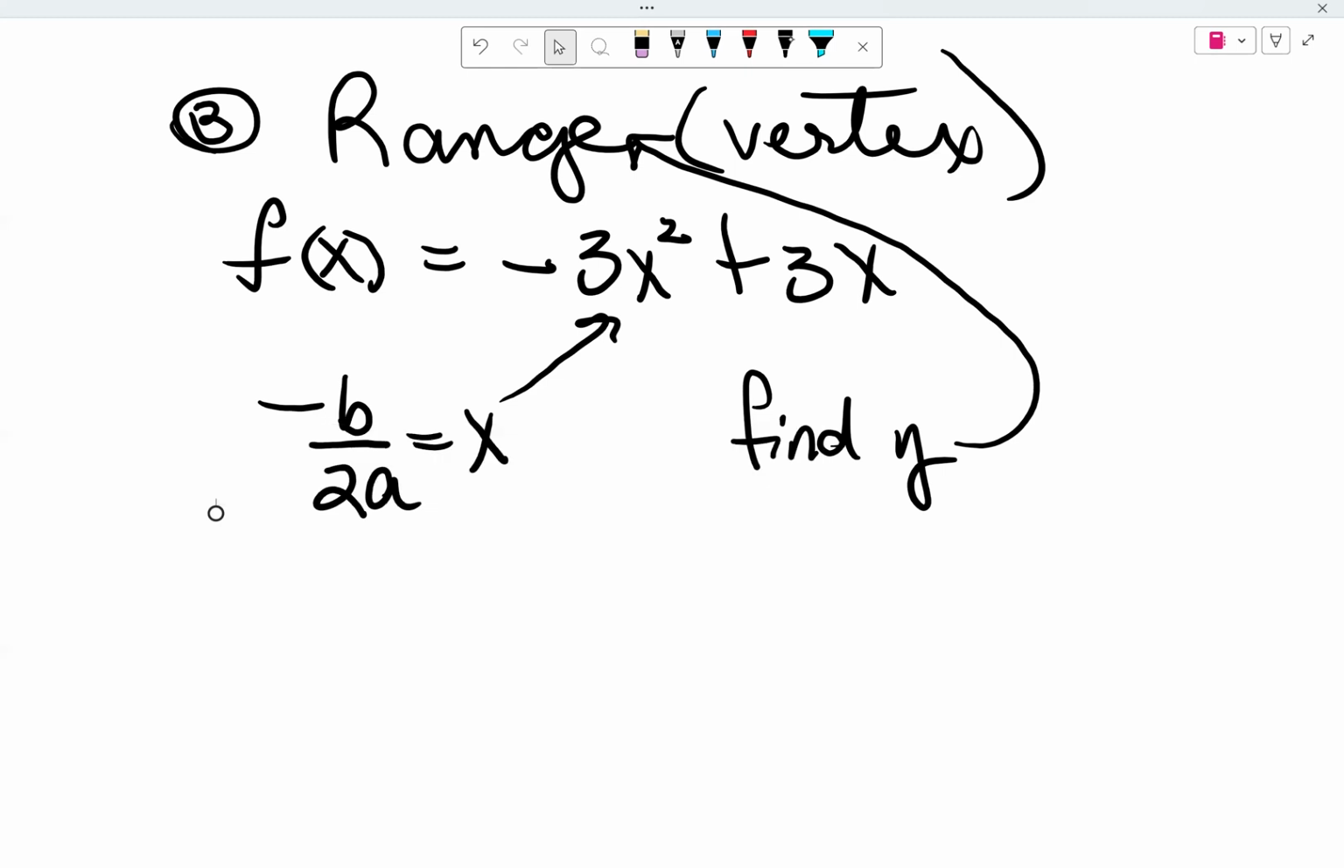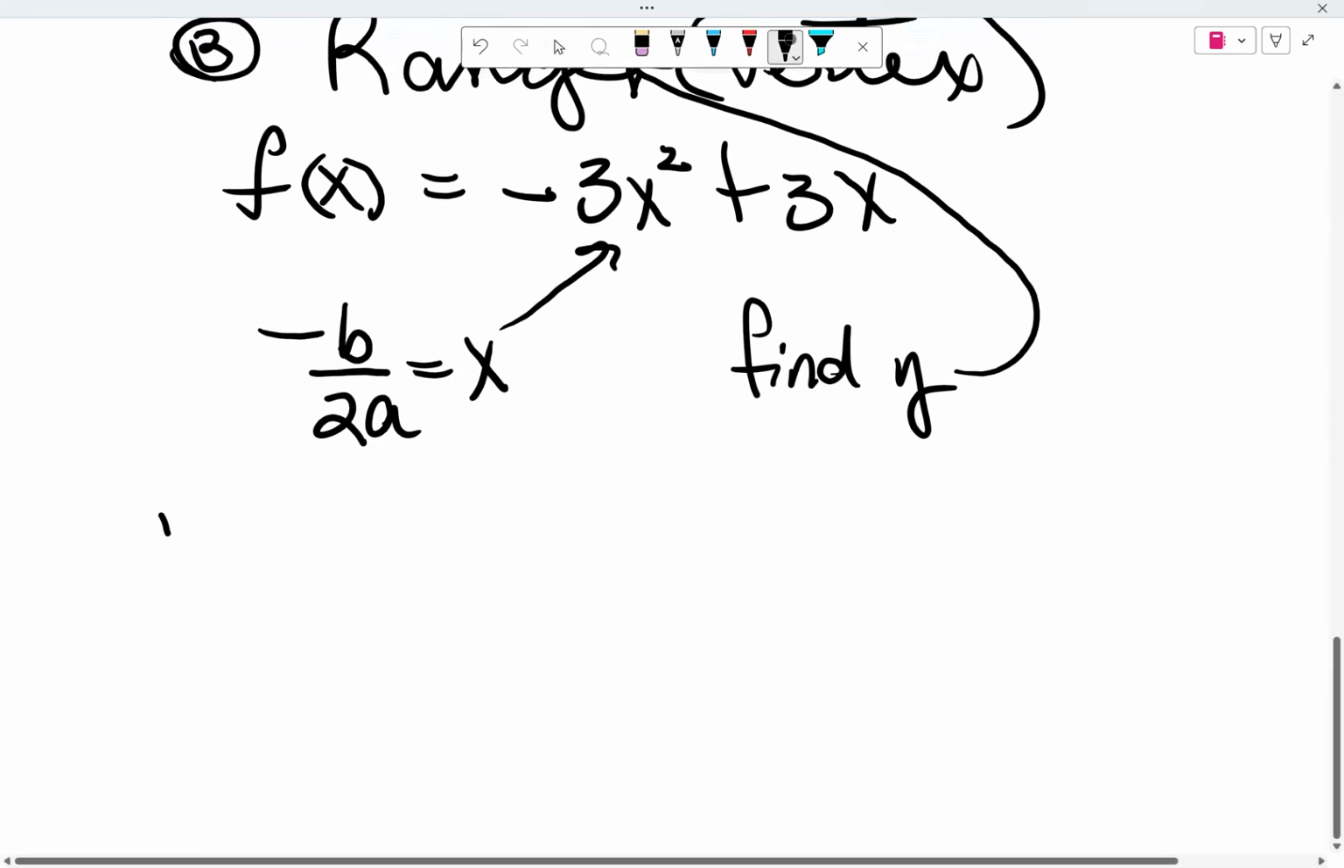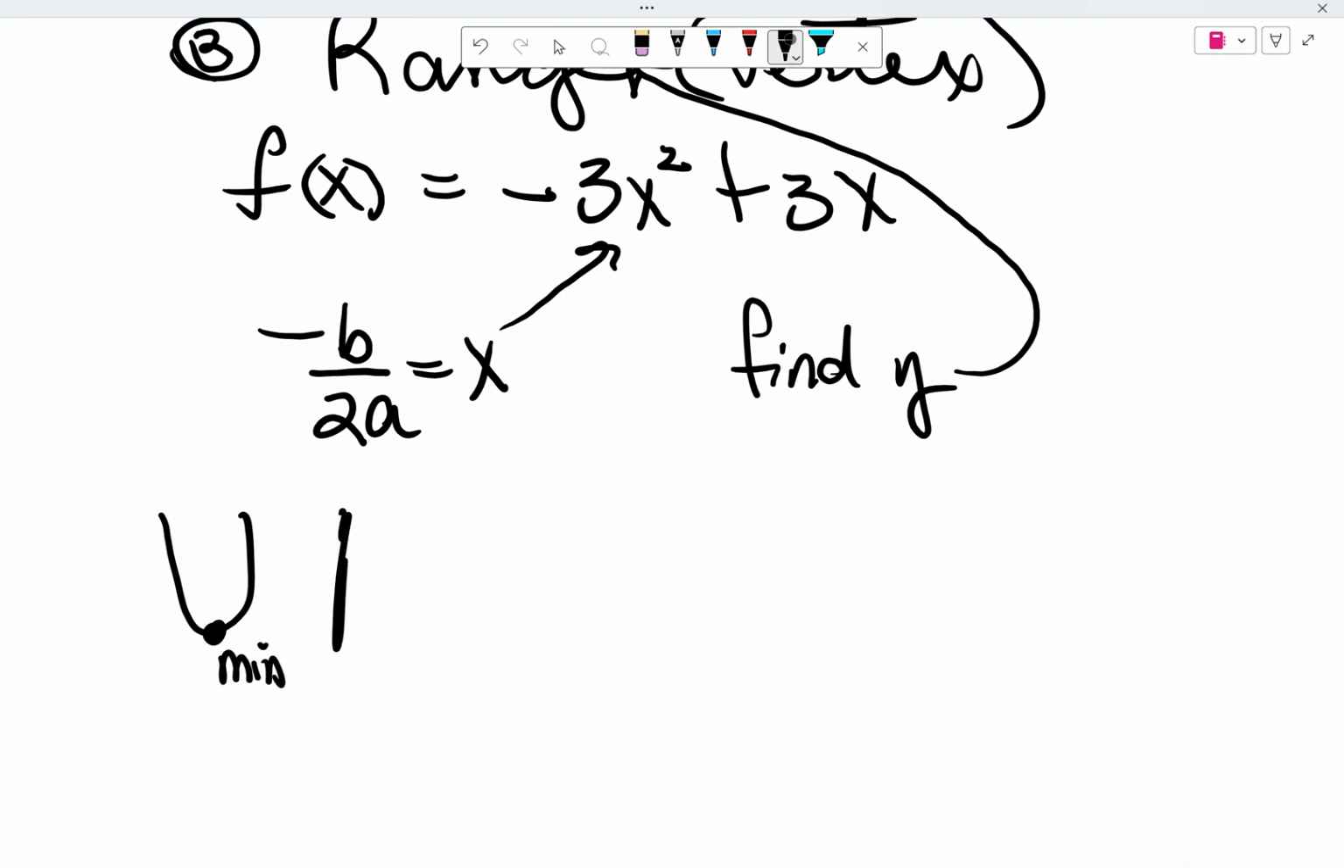Remember that there is a difference between minimum and maximum. If a is positive, this is a minimum. If a is negative, this is a maximum. In this case, what do you notice?